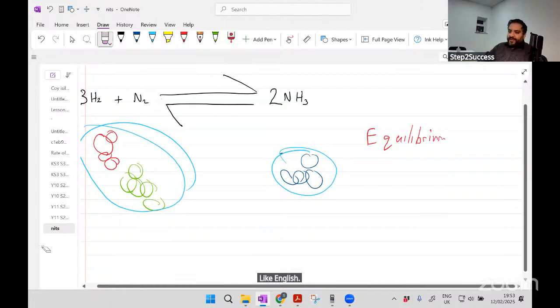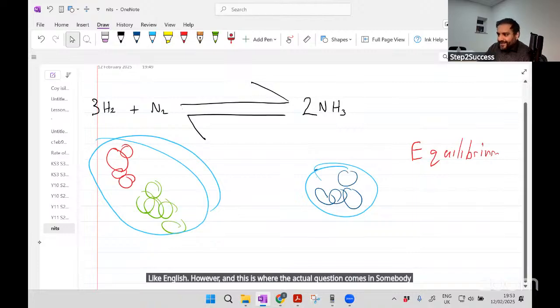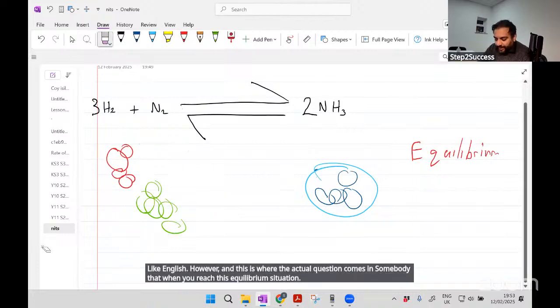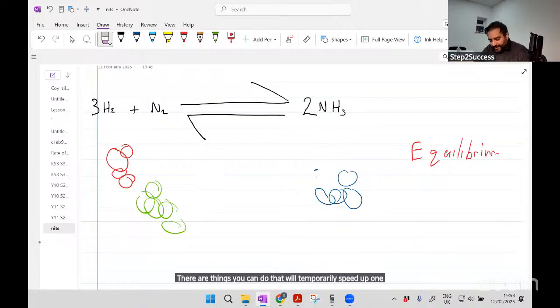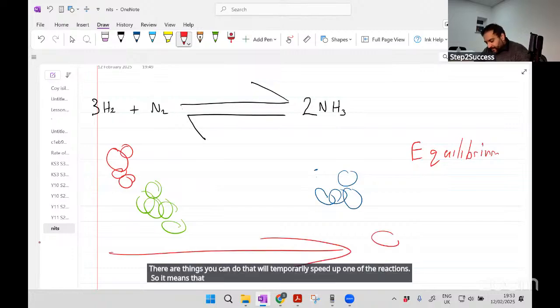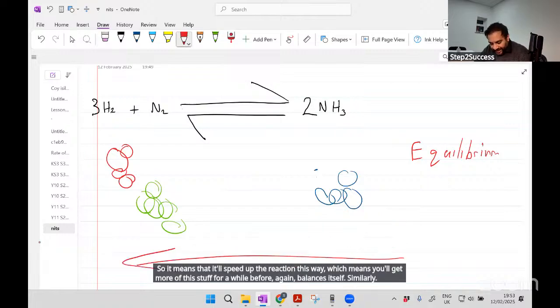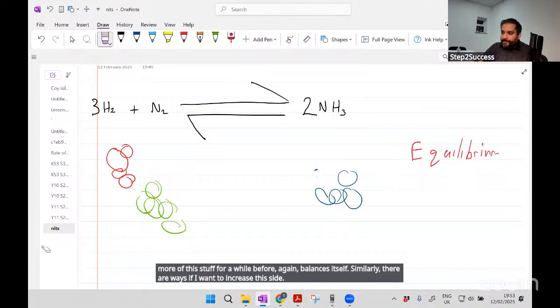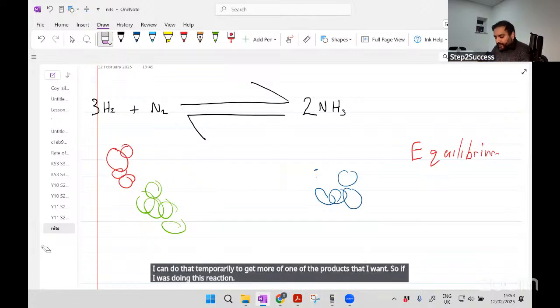However, and this is where the actual question comes in, somebody determined that when you reach this equilibrium situation, there are things you can do that will temporarily speed up one of the reactions. So it'll speed up the reaction this way, which means you'll get more of this stuff for a while before it again balances itself. Similarly, if I want to increase this side, I can do that temporarily to get more of one of the products that I want. So if I was doing this reaction, I'm actually doing it to make ammonia.